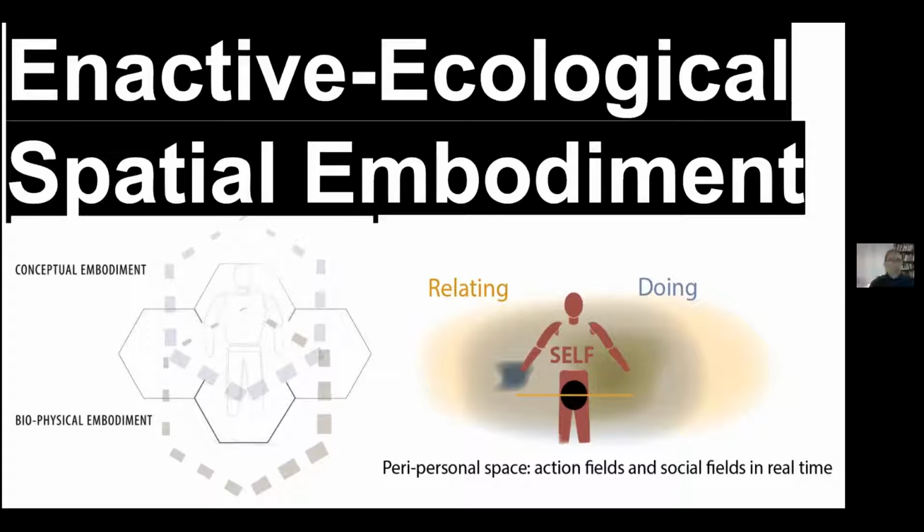Yeah. Okay. So basically, that title is inactive ecological spatial embodiment. Inactive is this idea that we are enacting knowledge in the world. It's not in our heads, but in a dynamic between us, our space and the environment. So the environment, our bodies and our brains are all in one big system. It's not that the brain is a computer.